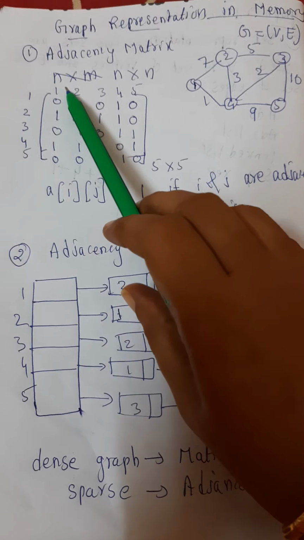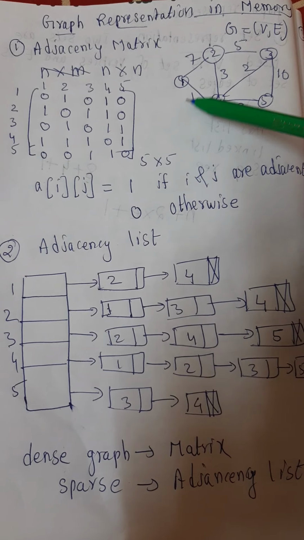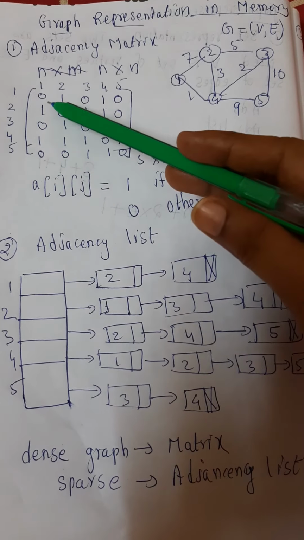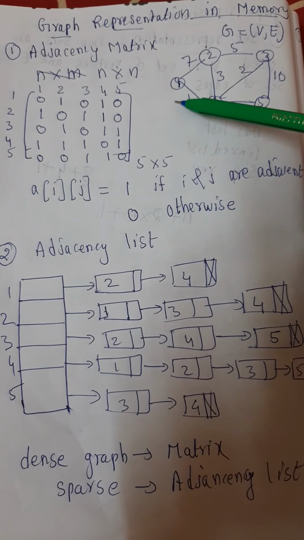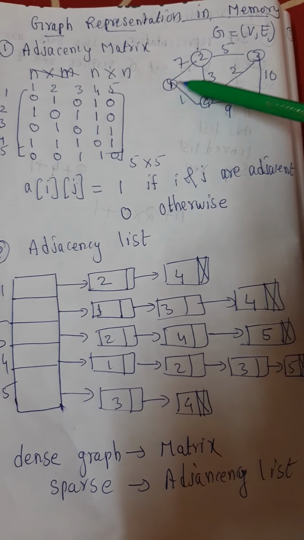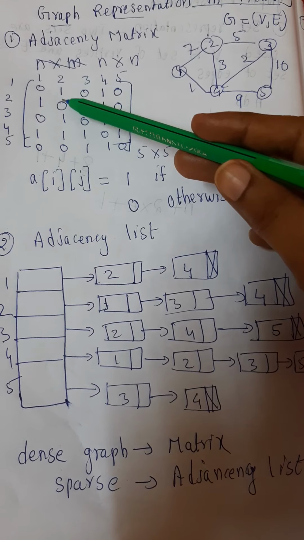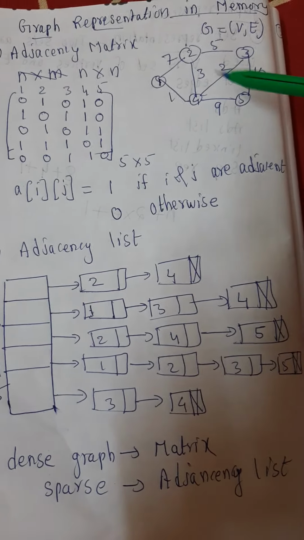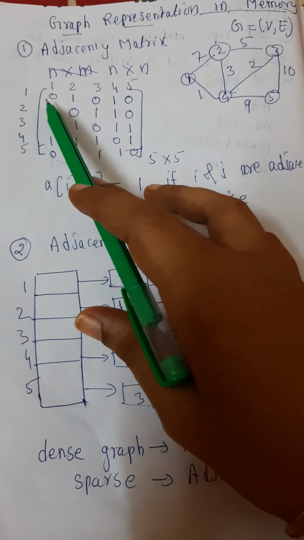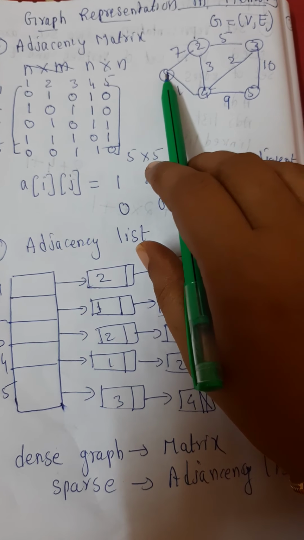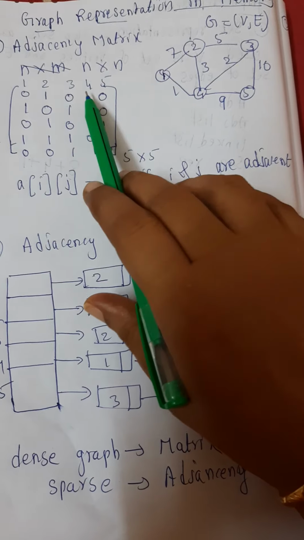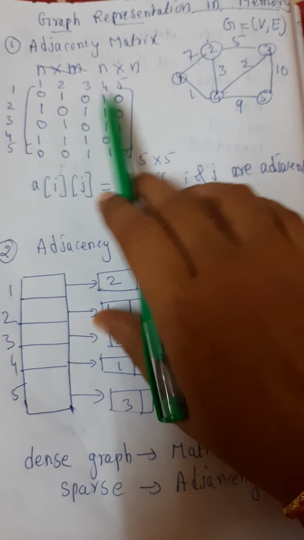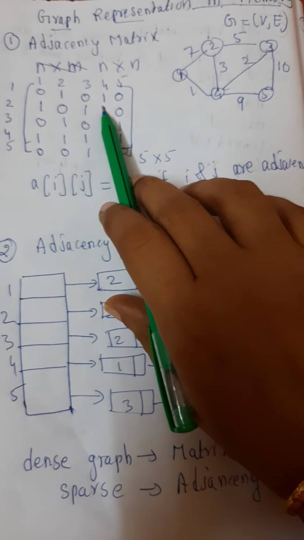Now come here, (1, 1). Do you have an edge from 1 to 1? No, so it is 0. Do you have an edge from 1 to 2? Yes, you have an edge from 1 to 2, so it is 1. 1 to 3, do we have an edge? No, we don't have an edge from 1 to 3, so it is 0. 1 to 4, do we have an edge? Yes, we have an edge, so 1. Do we have an edge from 1 to 5? No, so it is 0.